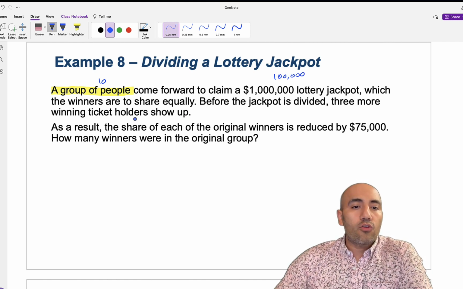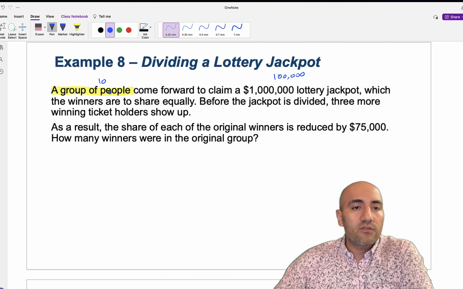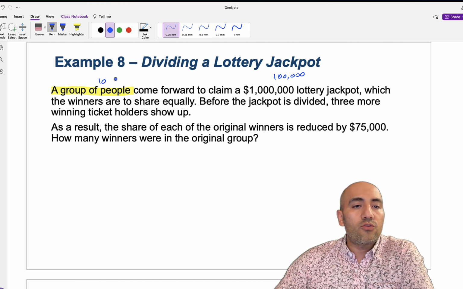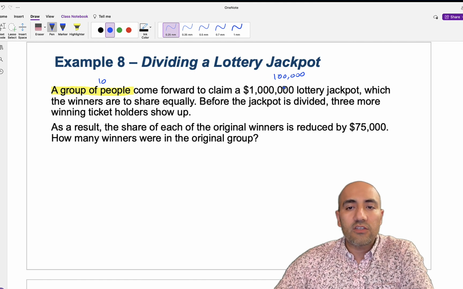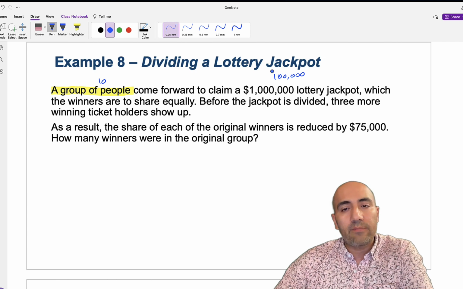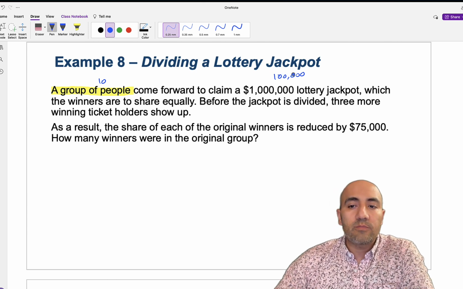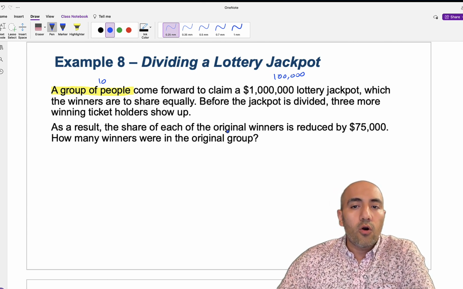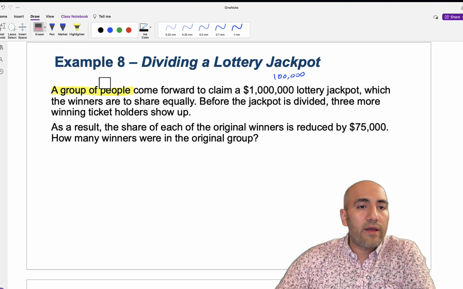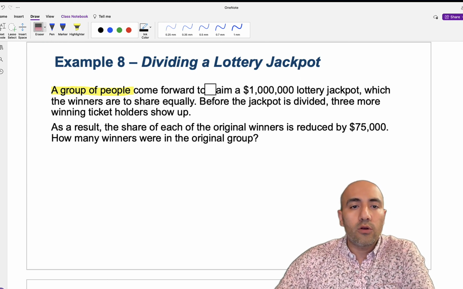Okay, but then 3 additional people come in. So now this would grow by 3 more. And when you grow by 3 more, they're letting us know that the share of the winning jackpot of the original people is reduced by 75,000. Okay, so let's figure out what the original group size was and what the original quantity that they were going to get was supposed to be.